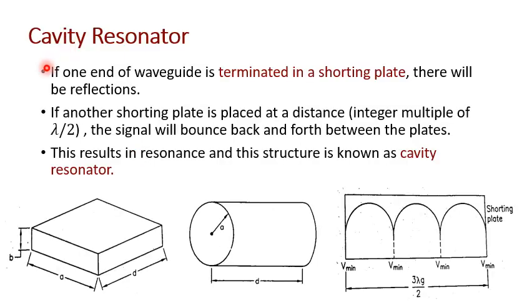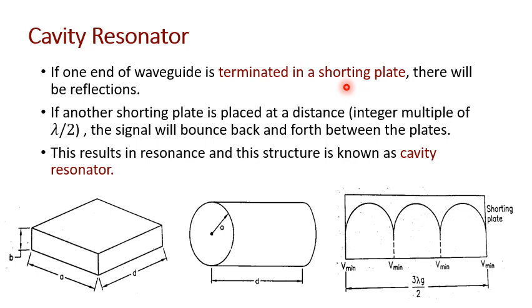So we have seen the propagation of waves in a waveguide, and we have seen how the waves will be propagated only if the frequency is greater than the cutoff frequency. Now, what is a cavity resonator? If one end of the waveguide is terminated using a shorting plate, there will be reflections.